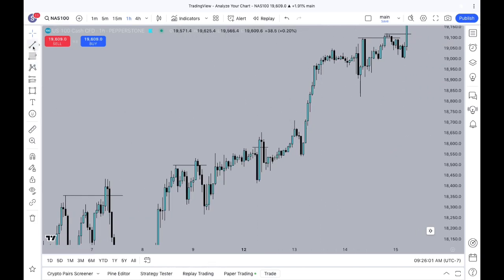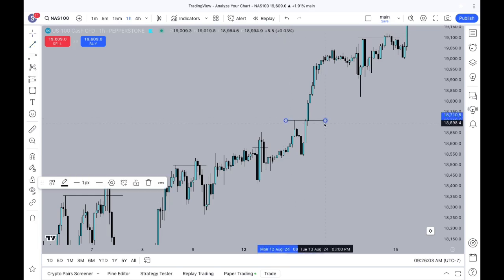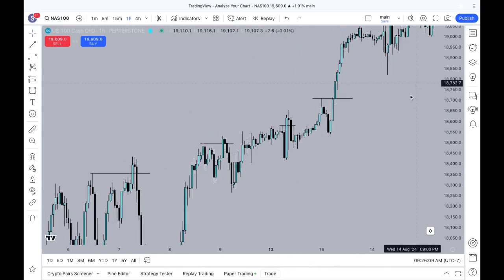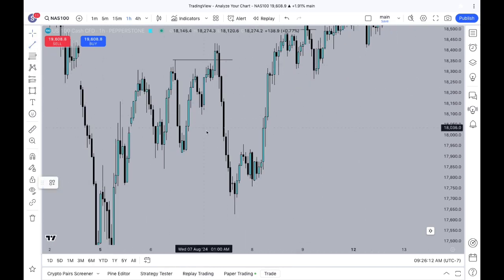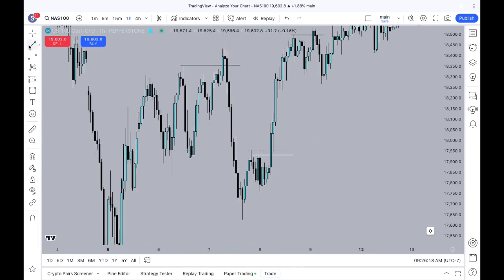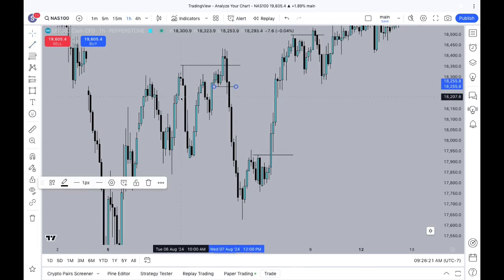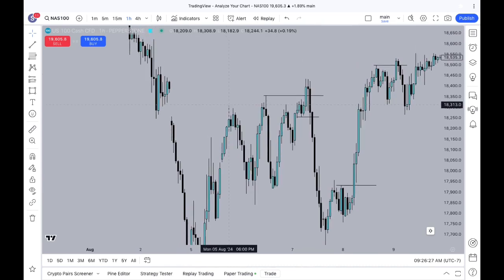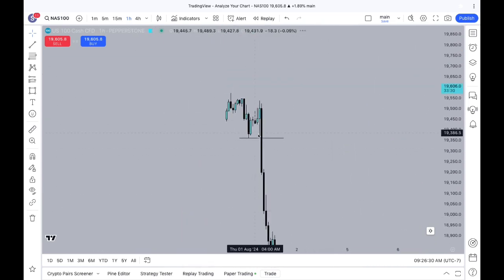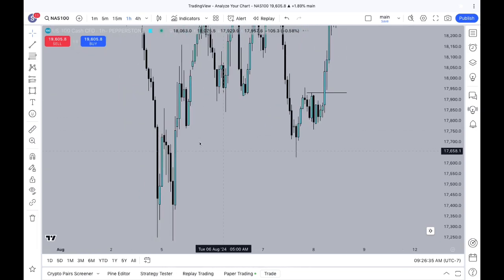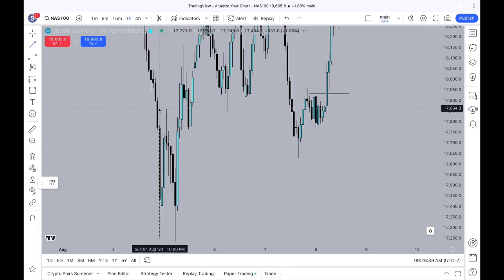Here we have displacement right here, and we already drew that one. Right here we have a displacement to the upside. We displaced right here to the downside. Let's see. Displaced right there. Already marked that out. We did displace right here to the upside.